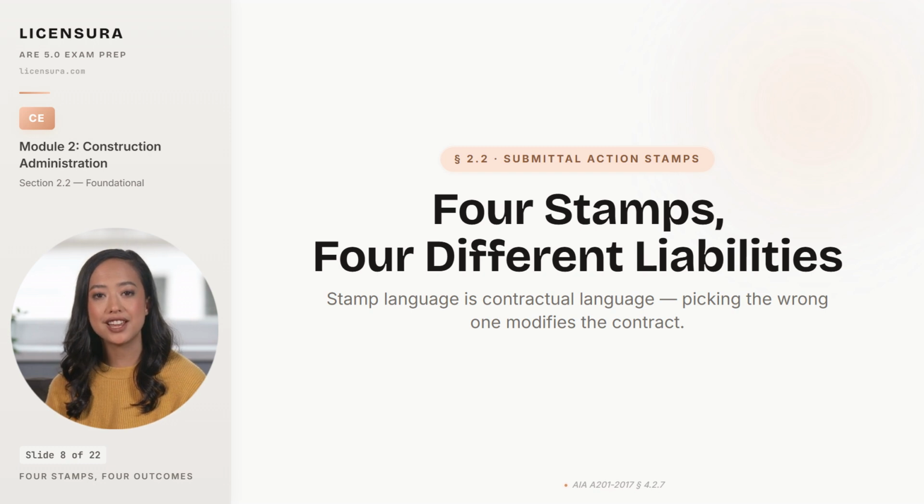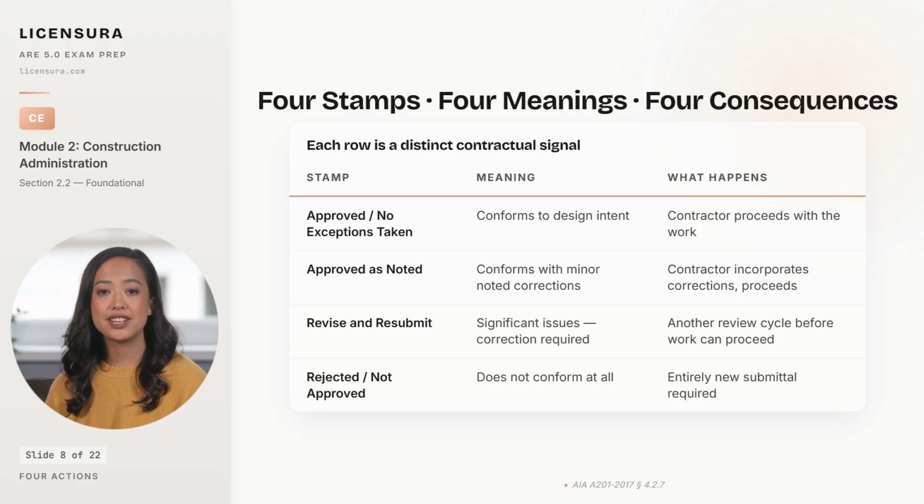The contractor proceeds, the deviation becomes the as-built condition, and 3 years later, somebody is in a deposition explaining why a contract modification was processed through a submittal stamp rather than a change order. That architect personally is in the lawsuit because the stamp on the page contradicted the contract documents and nobody caught it. Walk the 4 stamps in order, meaning, action, and the trap each one carries. 4 stamps, 4 meanings, 4 consequences for the contractor's next move.